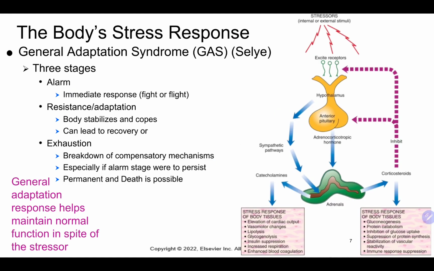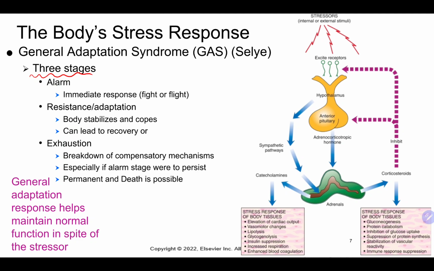Now, when we look at the body's stress response and the general adaptation response, these are the three stages. So you have to remember these three stages. The alarm stage is the first stage. That's your immediate response, your fight or flight. This is where your body essentially puts some energy in your body for you to, in a sense, fight. So in the alarm stage, your heart rate might spike. You might be in a near miss accident and your heart rate just goes up.